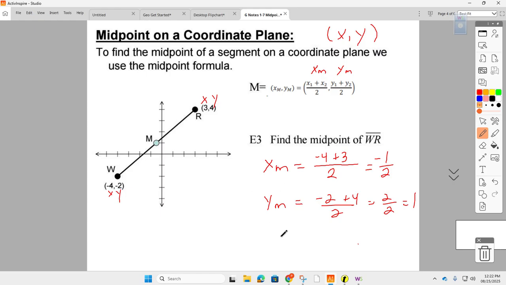So this is not my answer. My answer needs to be in ordered pair form. The midpoint of the segment has an x-coordinate of -1/2 and a y-coordinate of 1. Any questions on that?